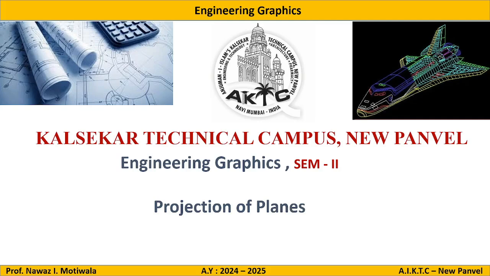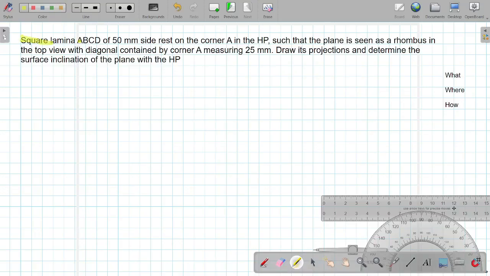Welcome students. Let us continue our discussion on projection of planes by solving the next question, which says: a square lamina ABCD of 50 mm side rests on corner A in HP such that the plane is seen as a rhombus in the top view with diagonal contained by corner A measuring 25 mm. Draw the projection and determine the surface inclination of the plane with the HP.